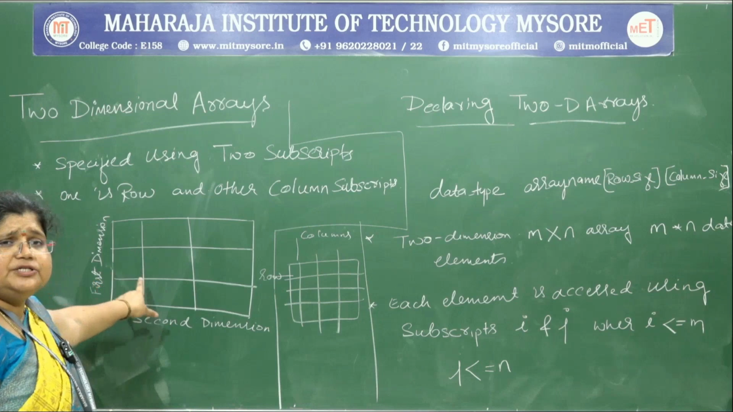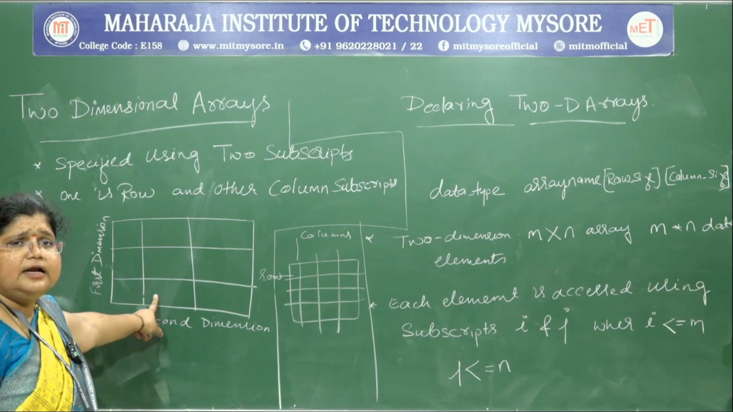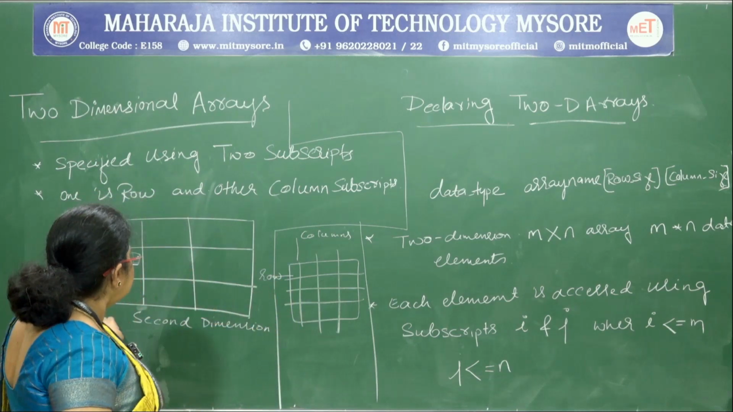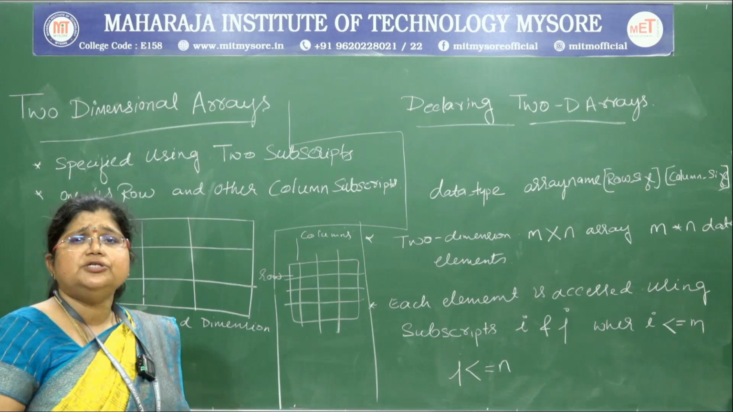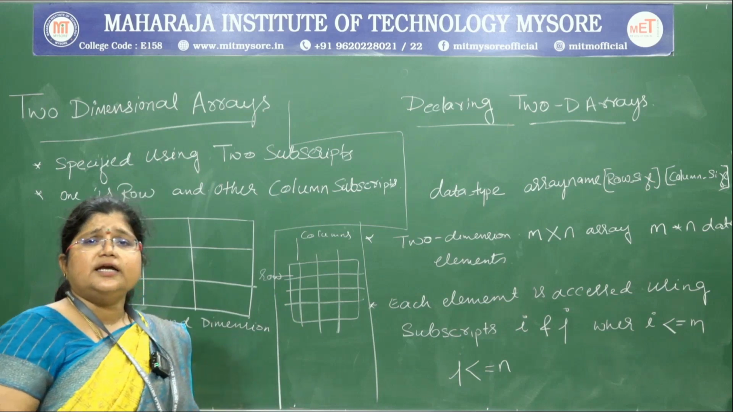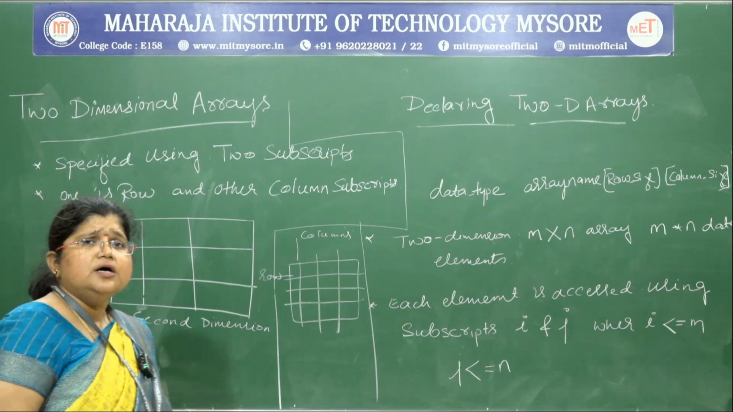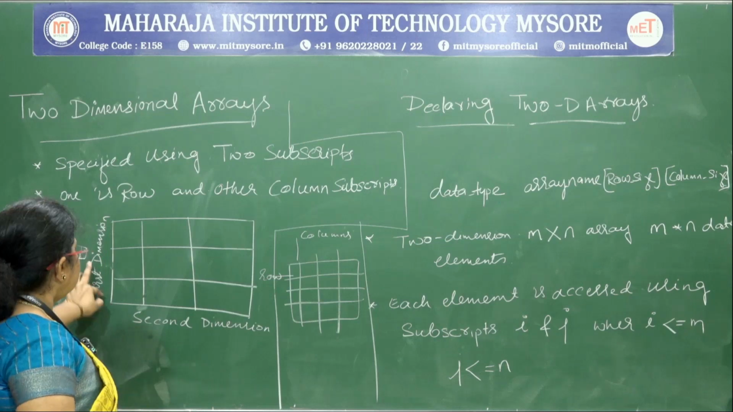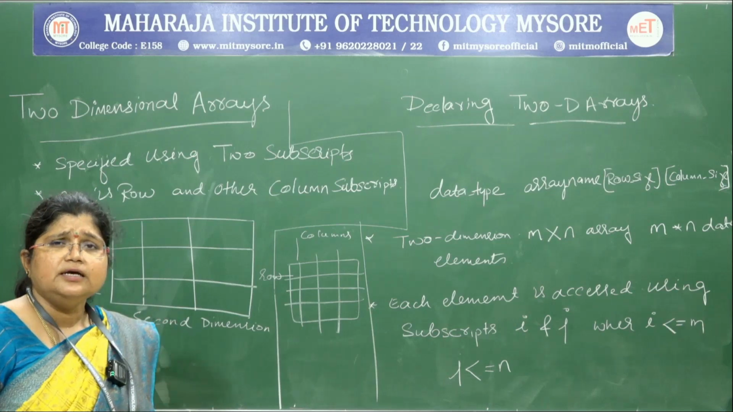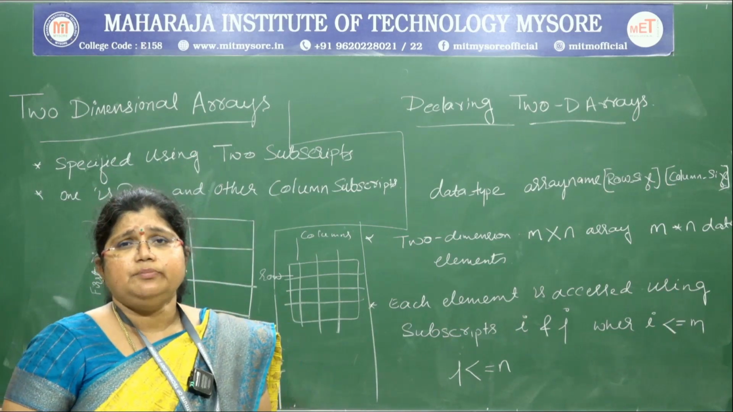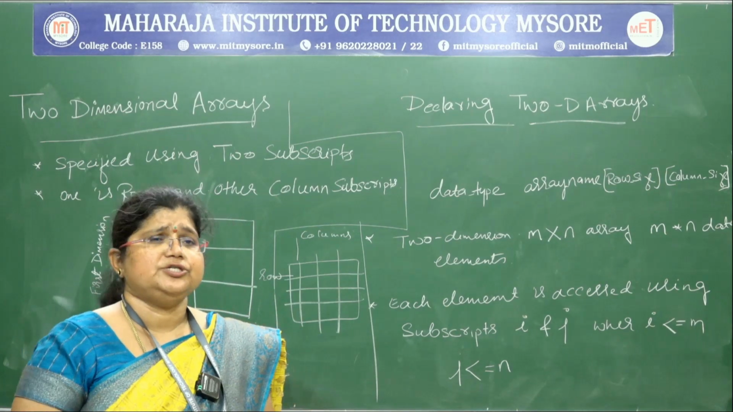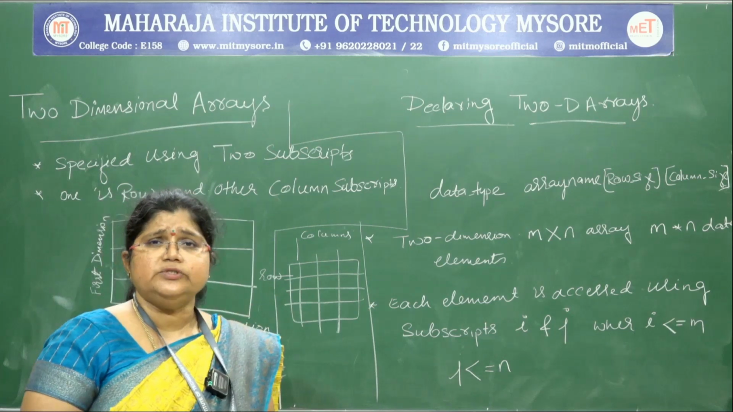Now, when you look at this picture, you can easily understand that two dimensions are present. The first dimension always refers to the row, and the second dimension always refers to the columns. So, we have the row dimension and the column dimension. Because of that, we use two subscripts to represent a two dimensional array.